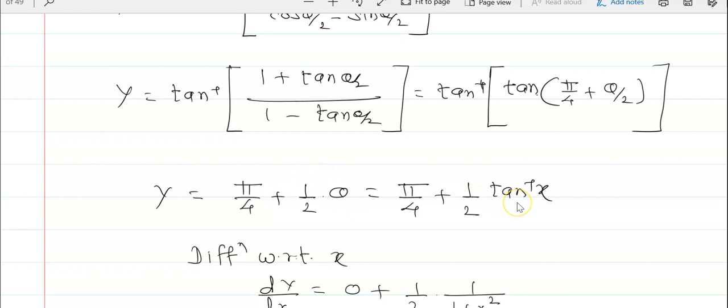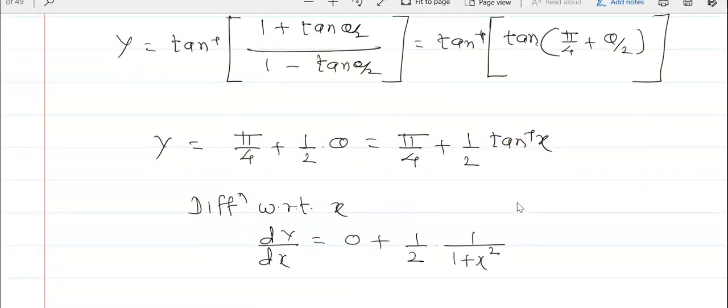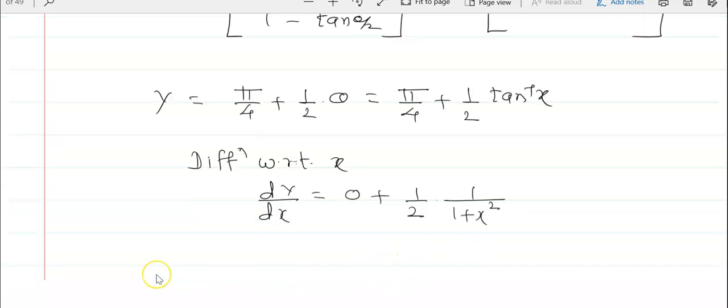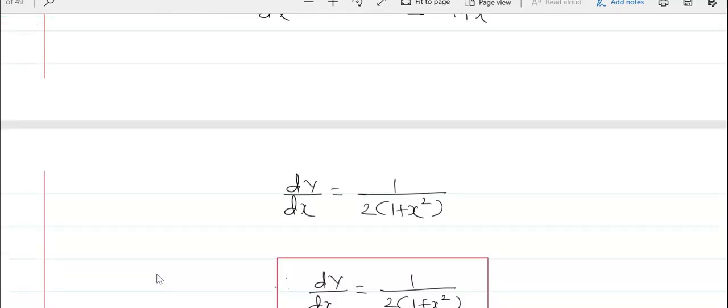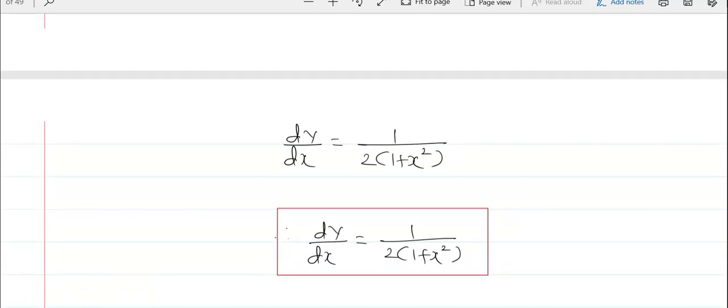But what is the theta? Tan inverse of x. Therefore, dy by dx is equals to 1 upon 2 into 1 upon 1 plus x square. And hence dy by dx is equals to 1 upon 2 bracket 1 plus x square.